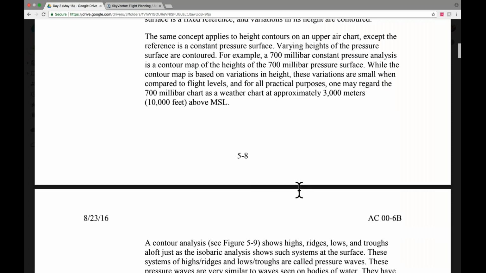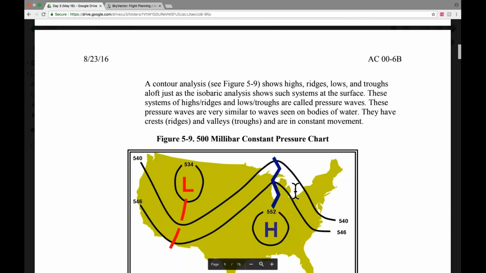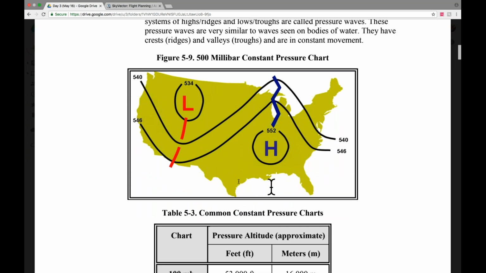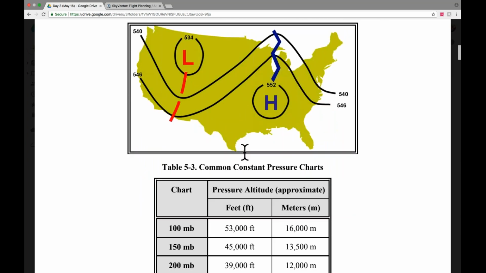Everything that we already talked about there. A contour analysis shows high ridges, lows, and troughs aloft, just as the isobaric analysis shows such systems at the surface. These high ridges and low troughs are called pressure waves. Kind of like tidal waves, or tropical waves down in the Caribbean. Basically the same thing as waves in the sea.